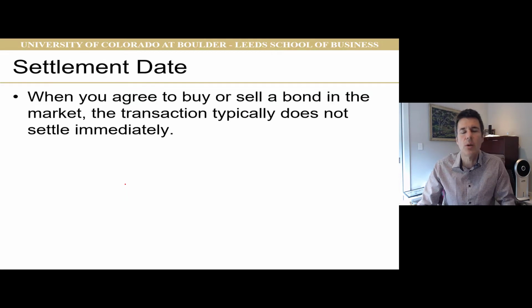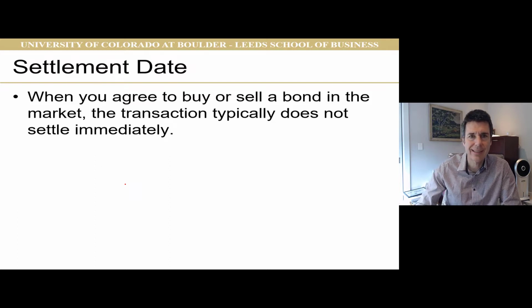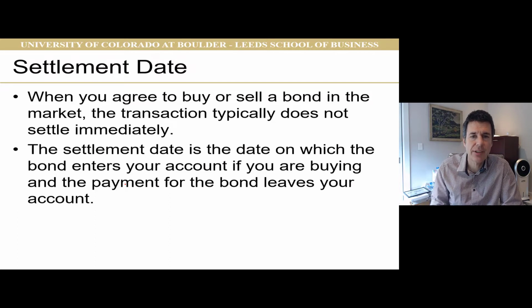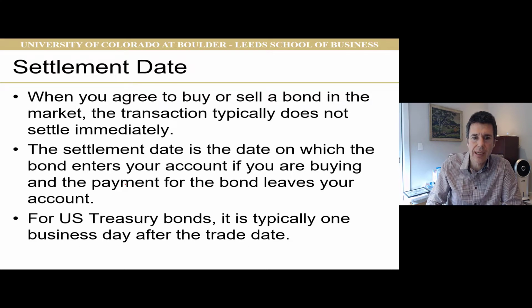So first off, what is the settlement date? When you agree to buy or sell a bond, the transaction typically does not settle immediately. So the settlement date is the date on which the bond enters your account, assuming you're buying, or leaves your account if you're selling, and the payment for the bond leaves your account if you're buying, or comes into your account if you're selling.